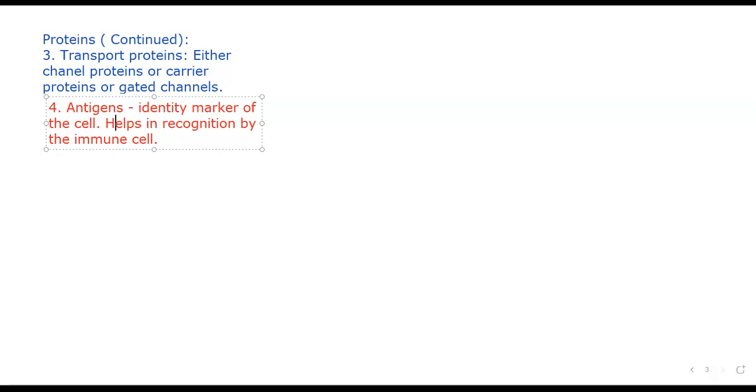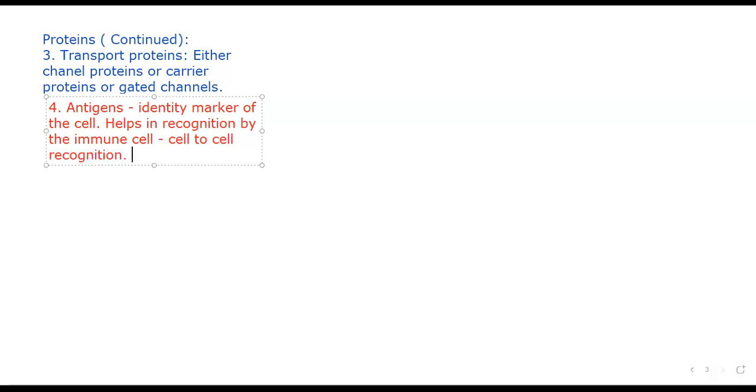So the antigens, what are they? Our glycoproteins and glycolipids. The glycoproteins and the glycolipids act as antigens. They are the antigens, right? And they help in recognition by the immune system. We call it cell-to-cell recognition, so that the cells can recognize each other.